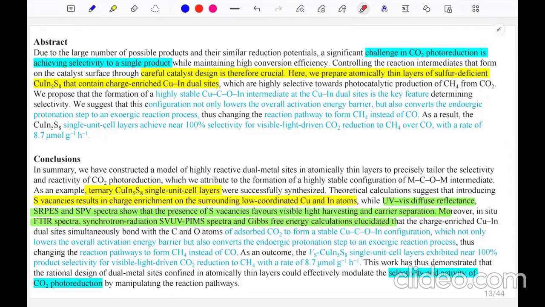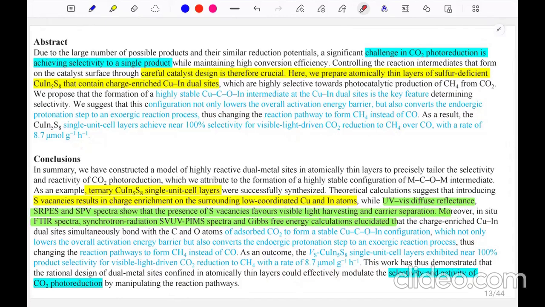Both report the main performance result, like 100% selectivity for CH4 production. Here also they talked about 100% selectivity for CH4 production. And they also talked about the yield, that is 8.7 micromole per gram per hour. So here also they are talking about the main thing. Both emphasize the importance of dual metal active site for controlling intermediates and selectivity.